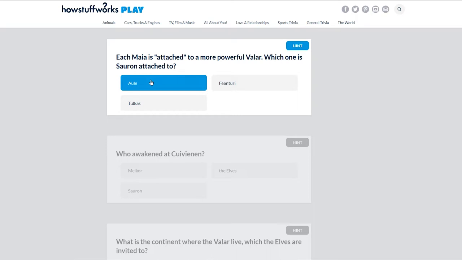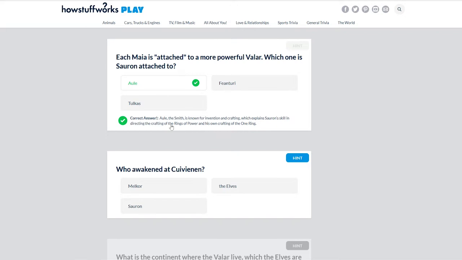What was the name? The forge god. And I think he was the one that created the dwarves. Yeah, Aulë the Smith is known for invention and crafting, which explains Sauron's skills in directing the crafting of the Rings of Power and his own crafting of the One Ring. Yep.